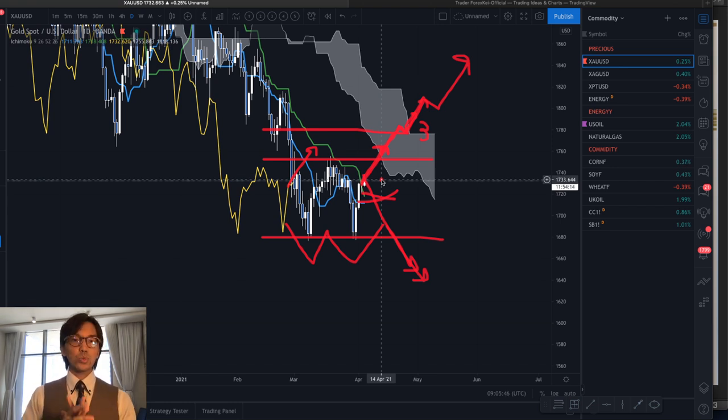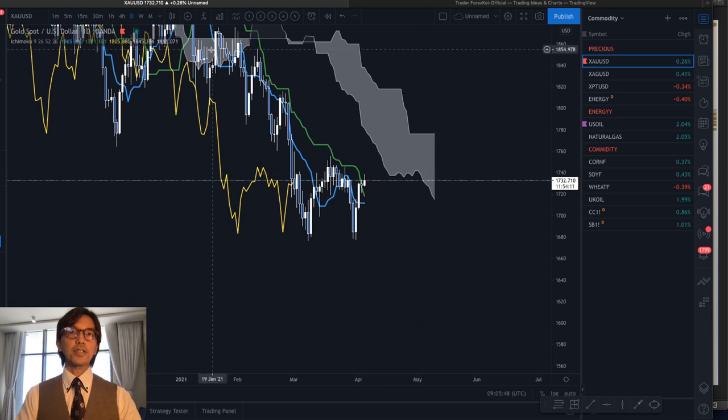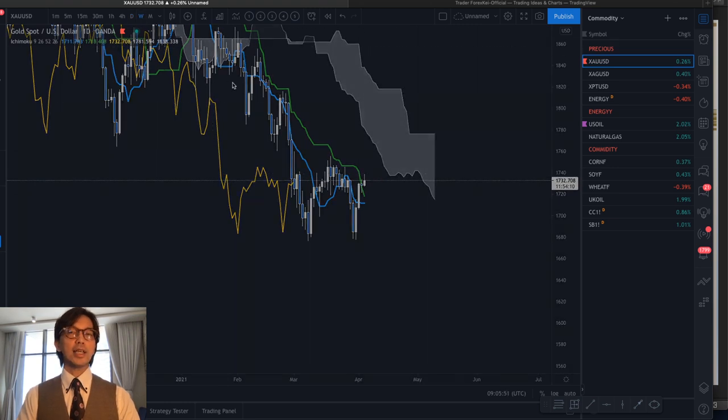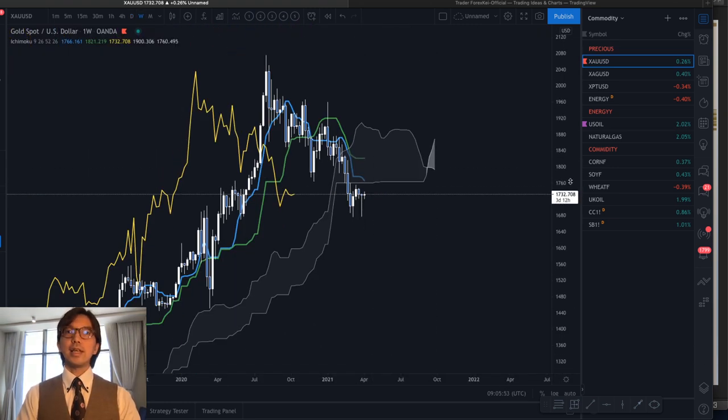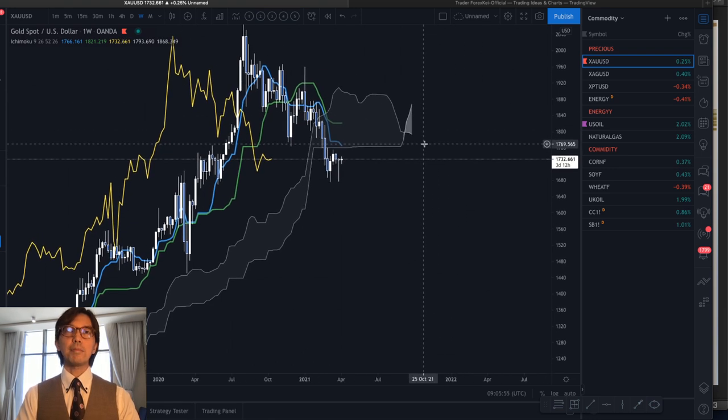Or you can switch the time frame. For example, you can look at the weekly chart. And let's see. Weekly chart is also ranging. Kumo's too tiny. Kijun Sen flat, so this is ranging. So there is no trend in the weekly chart.